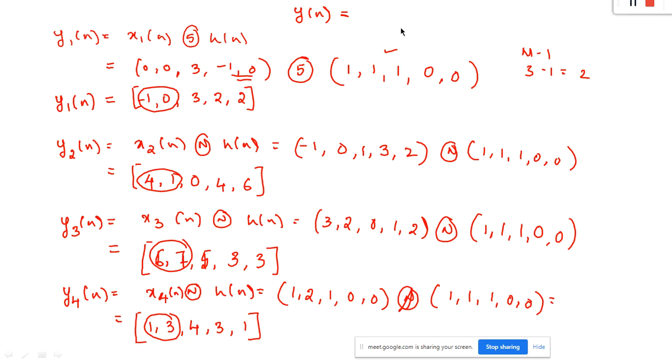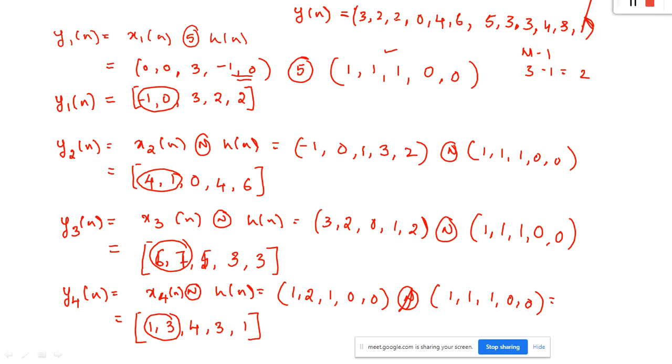Y of n is equal to, look at this, 3 comma 2 comma 2 from first y1 of n, next 0 4 6, then 5 3 3, then 4 3 1. So this is my final output.